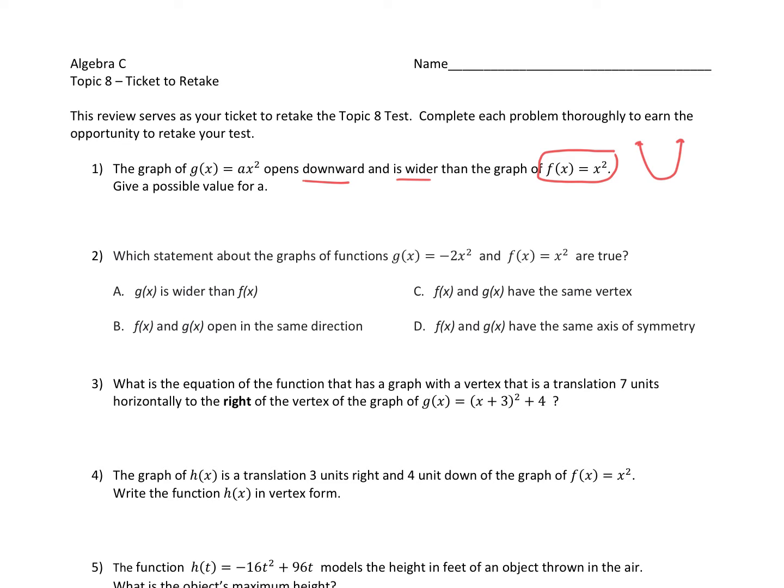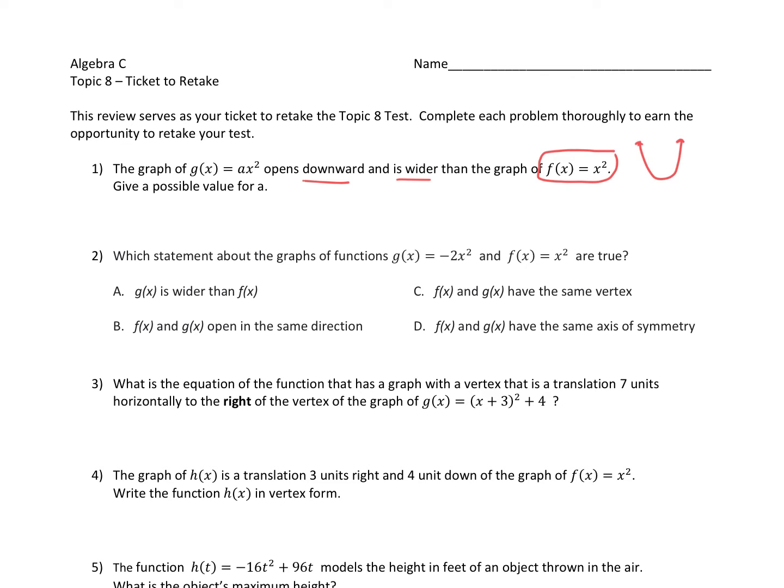As soon as we start changing that x squared function right here, as soon as any other numbers appear with the x squared, then this starts to change. It could get wider, narrower, it could shift around, it could open down. And so what we have to come up with is a possible value for a. So a is our coefficient of x squared. Right now, in the original or the parent function, x squared has an a value of 1. So if we were to change that from a 1 to any other number, what number would make this parabola open down and be wider than the graph?